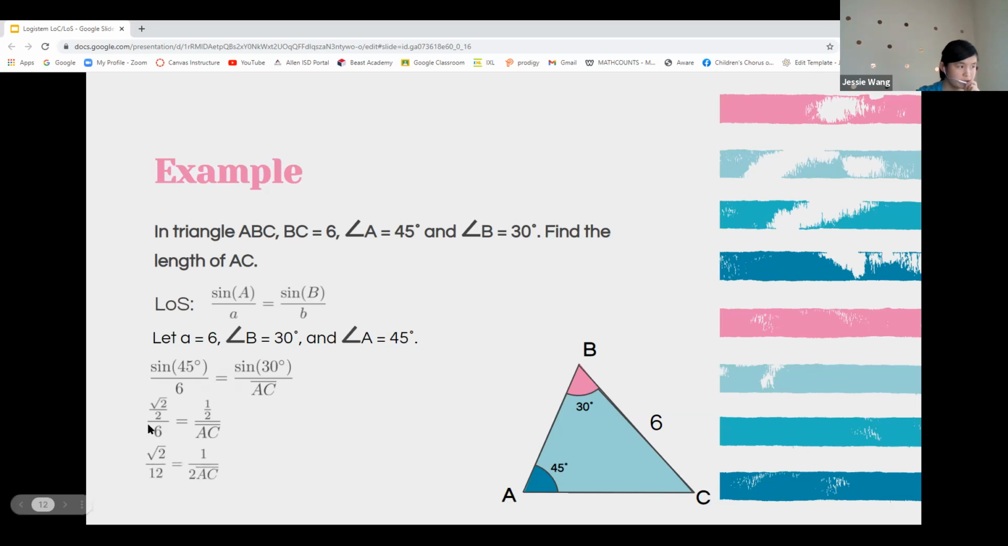So now we simplify this. Square root 2 over 12 equals 1 over 2 AC. And so we cross multiply and we find 2 square root 2 times AC equals 12. AC equals 6 over square root 2. We have to simplify this since we can't leave a square root in the denominator of a fraction. So you can multiply top and bottom by square root 2, and this gives us AC equals 3 root 2. All right, are there any questions before I move on?